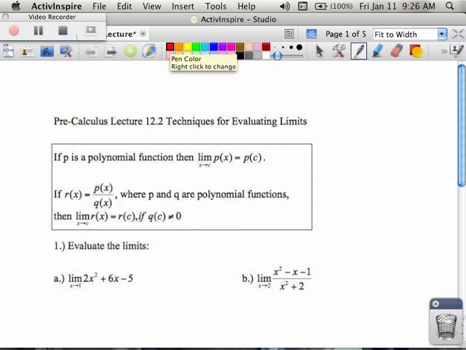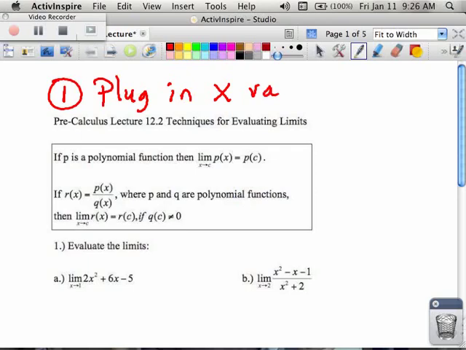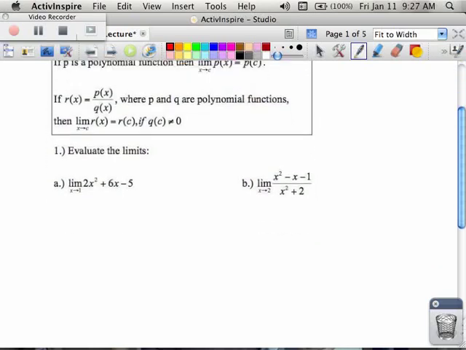Okay, today, second lesson in chapter 12, we're going to talk about some techniques for finding limits. And yesterday we learned strategy number one. What's strategy number one? Plug it in. Strategy number one, plug in the x value. What's a limit? A y value. Okay. So let's look at plugging some stuff in.